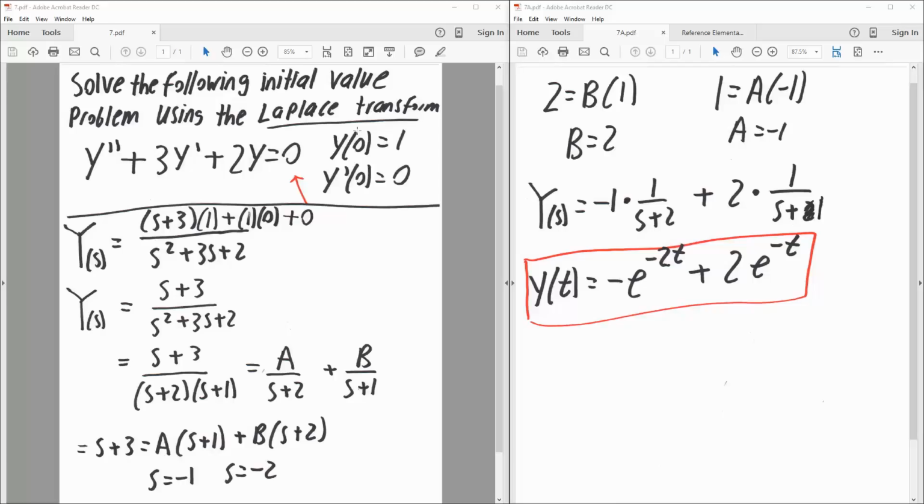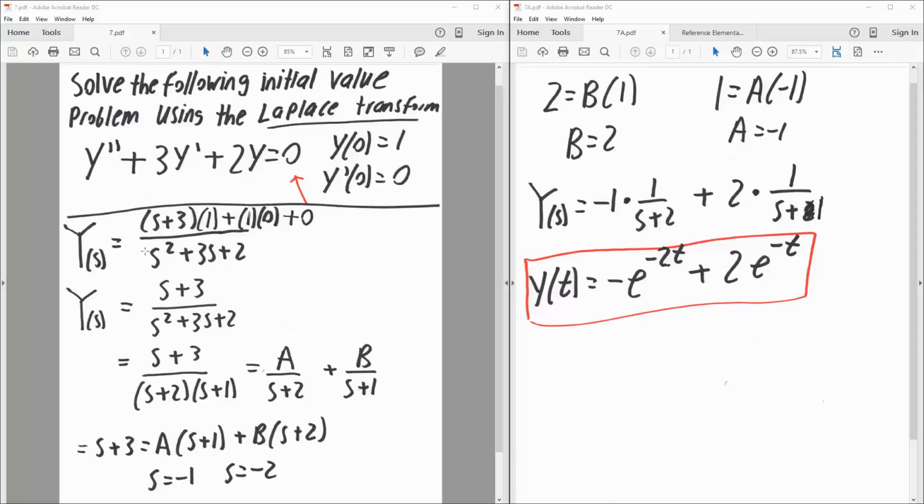Okay, in this video, we want to solve the following initial value problem using the Laplace transform. And the way we're going to solve it is one method of using the Laplace transform. So we have y double prime plus 3y prime plus 2y is equal to 0, where y(0) is equal to 1 and y prime(0) is equal to 0. And the method I'm about to go over is actually a nice trick. You probably won't see it in your classroom. And so let's get started.